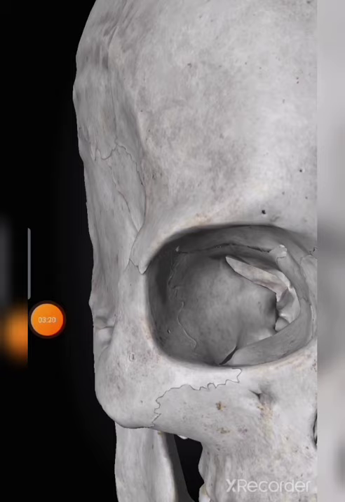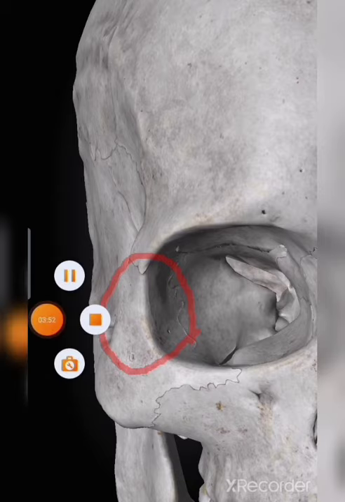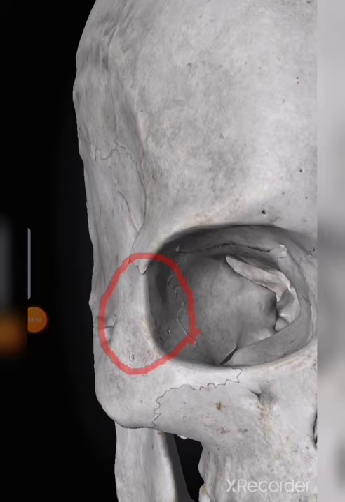Now the lateral wall of the orbital cavity is being formed by this process of the zygomatic bone. This process is the frontal process of the zygomatic bone because it articulates with the frontal bone, and also the body of the zygomatic bone is contributing to the formation of the lateral wall of the orbital cavity.